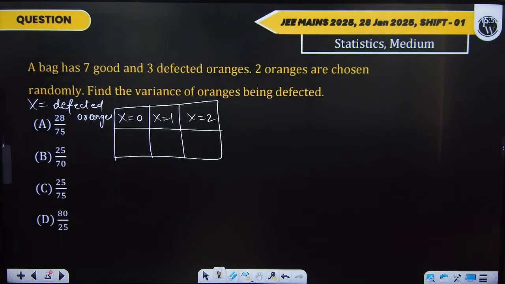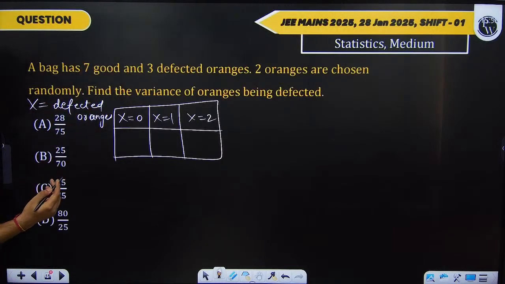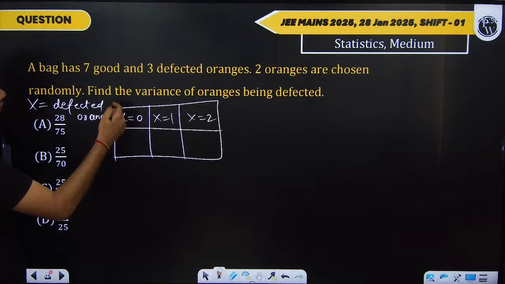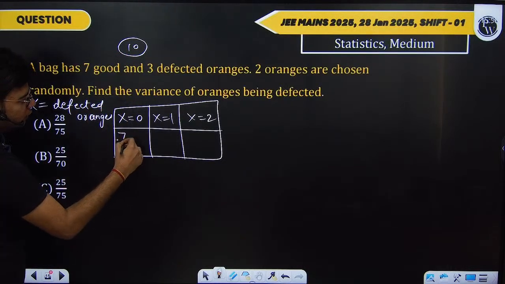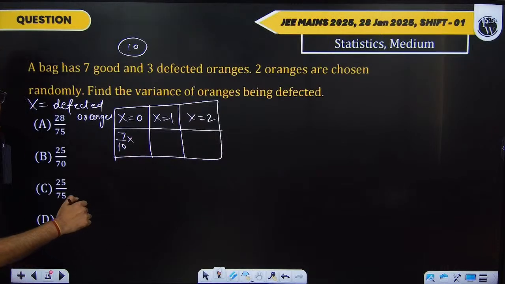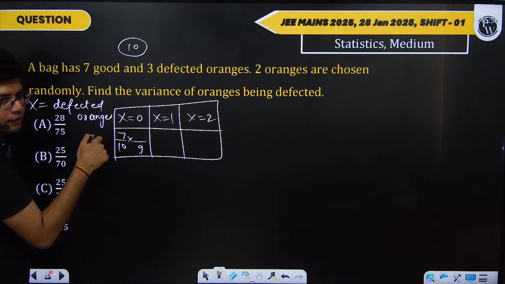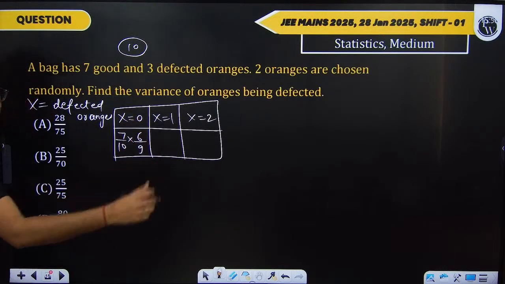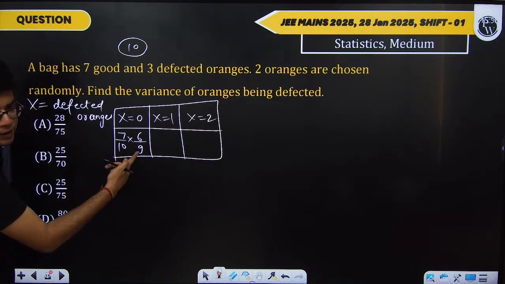x equal to 0 means both the oranges obtained should be non-defective, so both should be good oranges. What will be the probability? In total there are 10 oranges. You want 7, so 7 by 10. One orange is gone, so the number of oranges left is 9. Non-defective oranges are 6. So the probability of x equal to 0 will come out as 7 by 10 into 6 by 9.